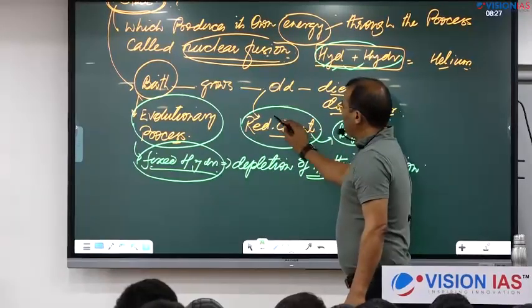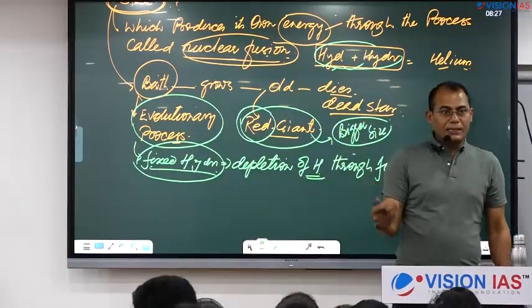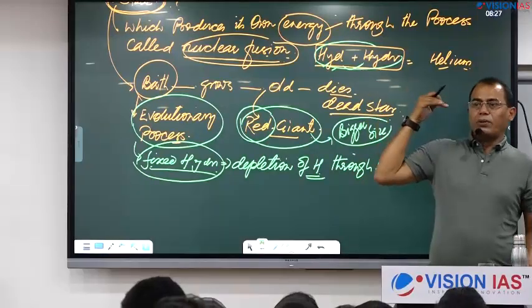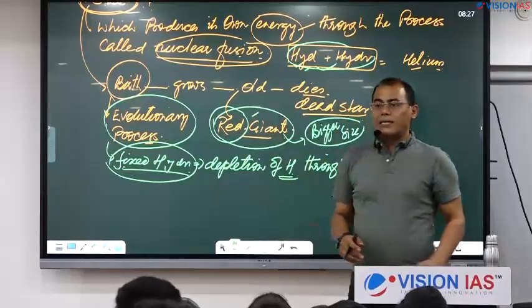And red because of higher wavelength, that energy emission is less, so only red is visible because of longer wavelength. And that's why it is called red giant.